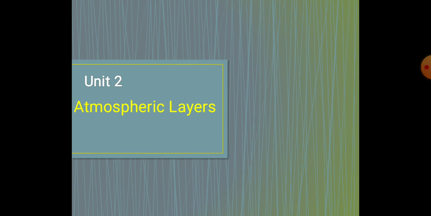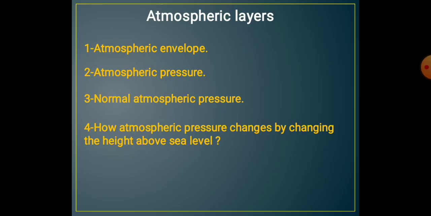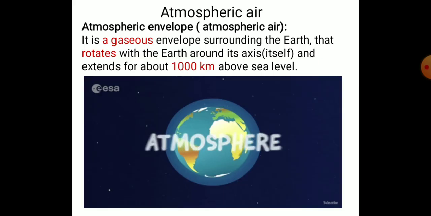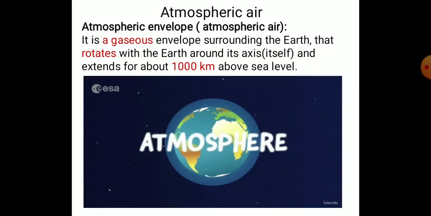Our session for today was about Unit 2, the atmospheric layers, Part 1. In this lesson, we are going to talk about the atmospheric envelope, atmospheric pressure, normal atmospheric pressure, and finally, how the atmospheric pressure changes by changing the height above the sea level. First, we will start with atmospheric air.